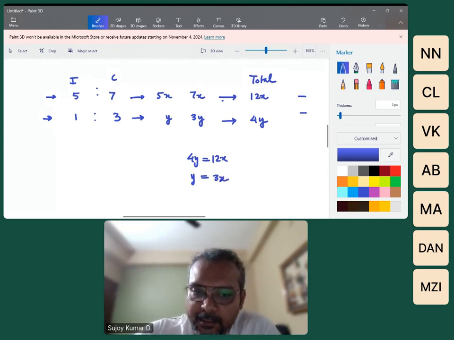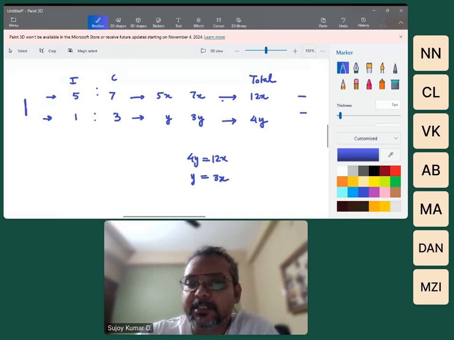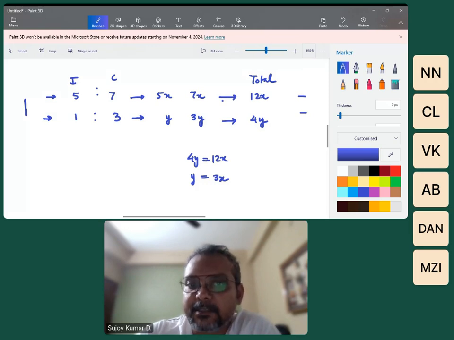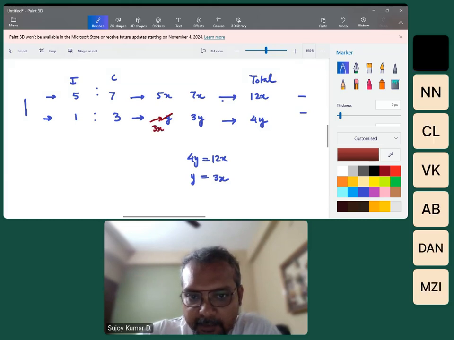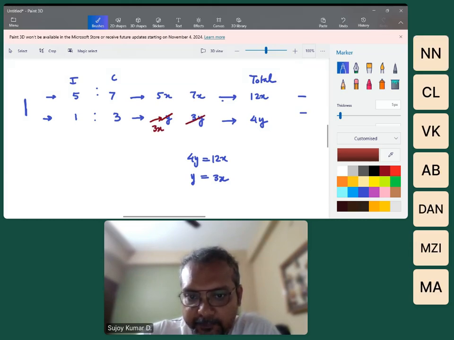Why was this necessary? Because as I said initially, these two ratios are not linked to each other. Not linked means they have different variables. So our target should be to first get them having the same variable. Now that we have done that, y in terms of x, so we can get rid of this y and replace it with 3x. And we can get rid of this 3y and replace it with 9x. This will then become 12x. Now their quantities are equal.